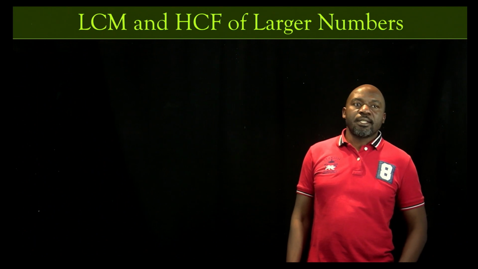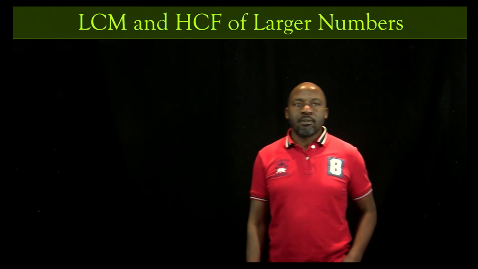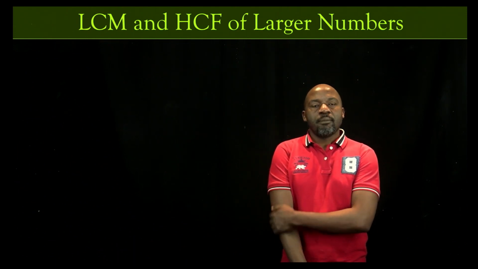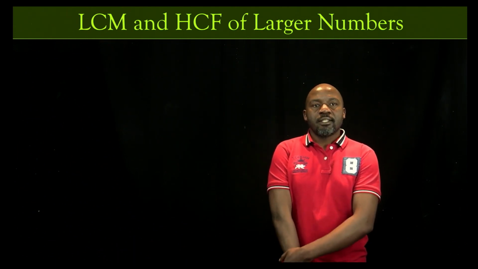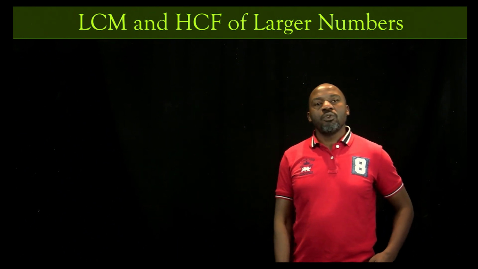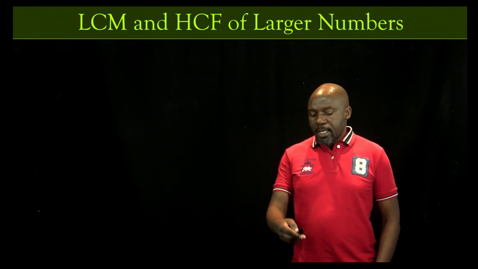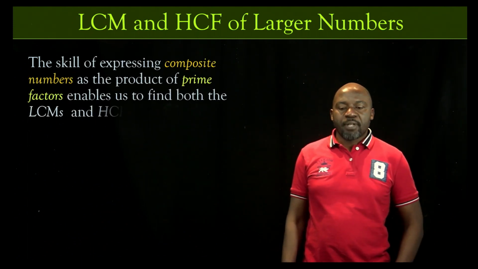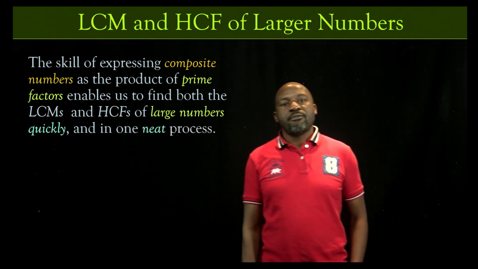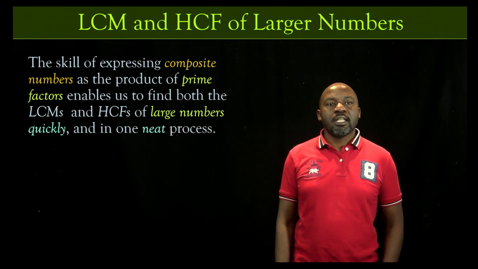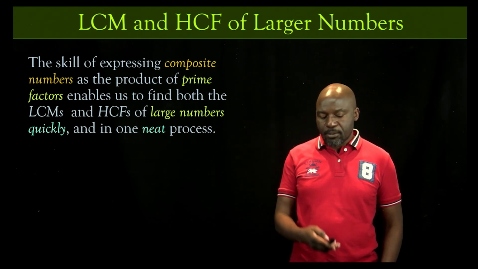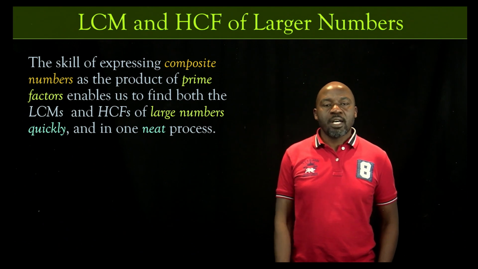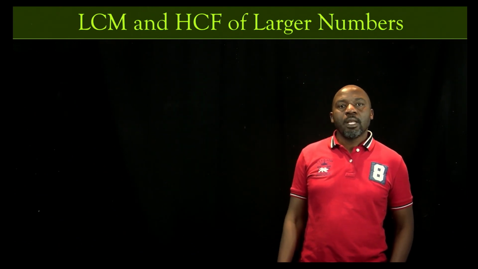Now we can talk about LCM and HCF of large numbers. Okay, we said that we don't want to use that tedious method of trying to determine LCM and HCF by listing factors like we did. So how can we do this in a faster way? Here is how to do it. All right, the ability to express numbers as the product of their prime factors is going to be useful in determining the LCM and HCF of large numbers. Okay, in fact, we can find the LCM and HCF all at the same time in one quick process. Okay, let's see that.